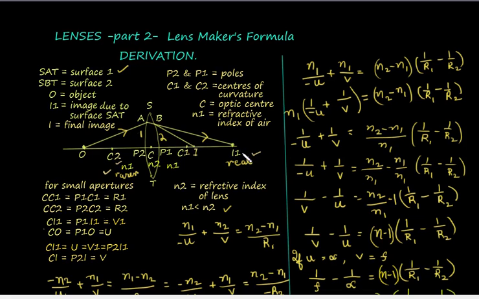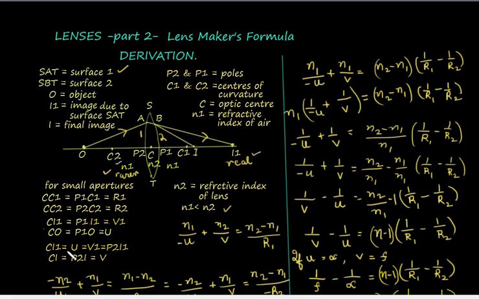Again, CI1 is the distance of the image for surface 1 and that is equal to P1I1. In all these cases, we are neglecting this small distance because the lens is very thin and it can be taken as V1, distance of the first image. CO is equal to P1O and that is equal to the distance of the object, represented as U.